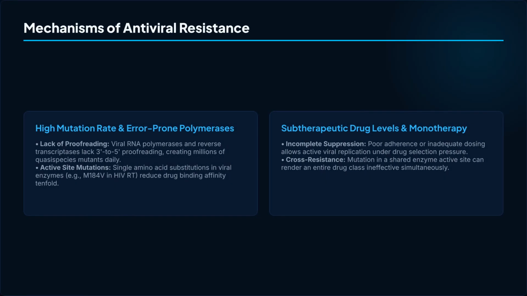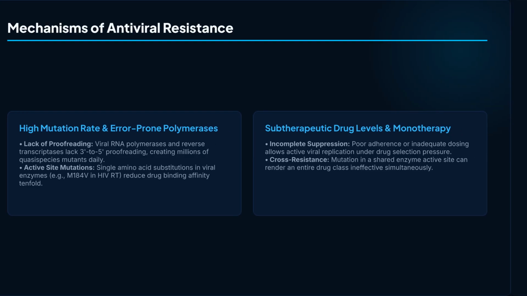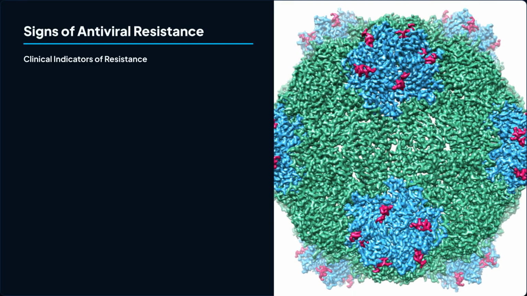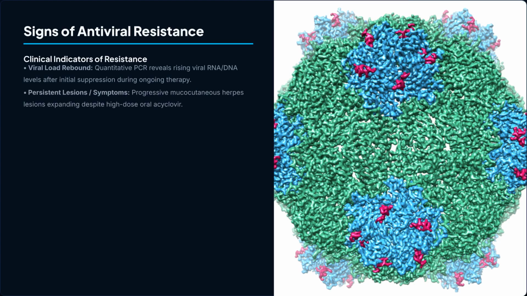Antiviral resistance is driven by high mutation rates in viral polymerases, which lack proofreading capabilities. Combined with subtherapeutic drug levels and the use of monotherapy, these factors create selective pressure that leads to drug resistance. Clinical indicators of resistance include a viral load rebound after initial suppression, persistent symptoms despite treatment, and the identification of known resistance mutations through genotypic testing.